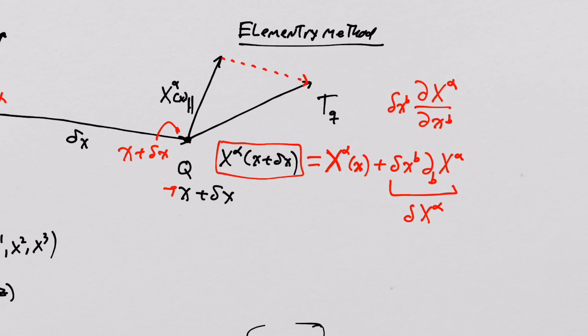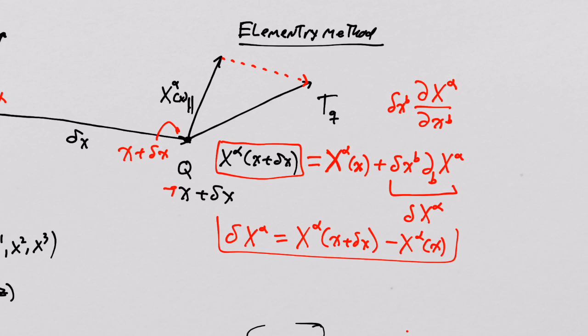That's why it's the first one that I'm going to do in this process. So now it should be obvious that the change in the components is going to be equal to x alpha at the point Q, whose coordinates are x plus delta x, minus x alpha at the point x. So that's the change in the coordinates for delta x. So this tells us how to write down this guy here in terms of our original vector, right? The original vector plus this.